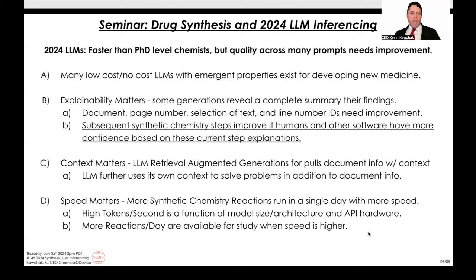Okay. Now, context matters. With LLM retrieval augmented generation for pulling documents and info, you have to do that while understanding. You can't just go line by line and try to find things unless you're typing in things word by word. So that's where the context comes in. And then the large language model further uses its own context to solve problems in addition to the document info, like the second example that I showed here. And speed matters too. More synthetic chemistry reactions run in a single day with more speed, and it's a good metric to follow. And you always want backups too.